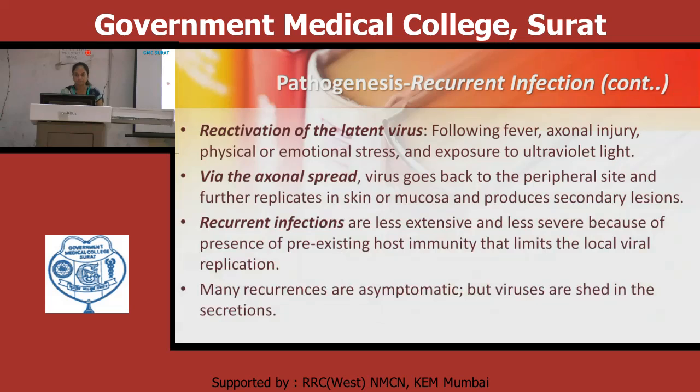Recurrent infections. Reactivation of these latent viruses follows fever, axonal injury, physical or emotional stress, and exposure to UV light. Via axonal spread, the virus goes back to peripheral sites and further replicates in skin or mucosa and produces secondary lesions. Recurrent infections are less extensive and less severe because of the presence of pre-existing host immunity that limits the local viral replication. Many recurrences are asymptomatic, but viruses are shed in the secretions.